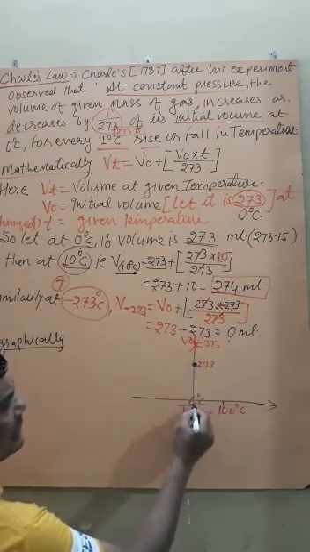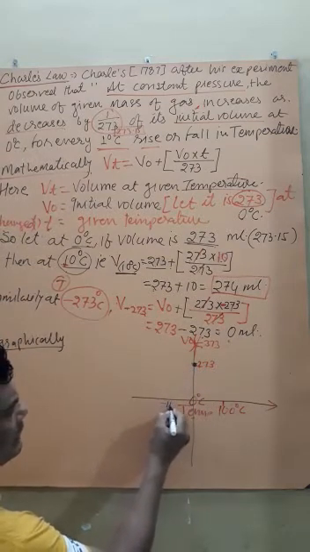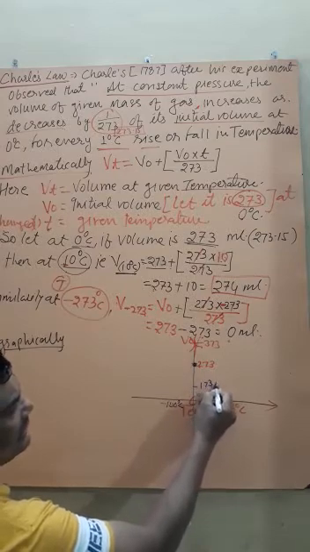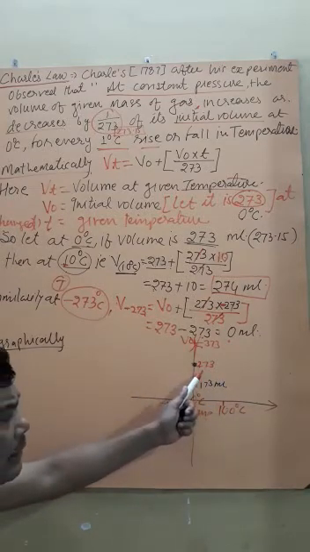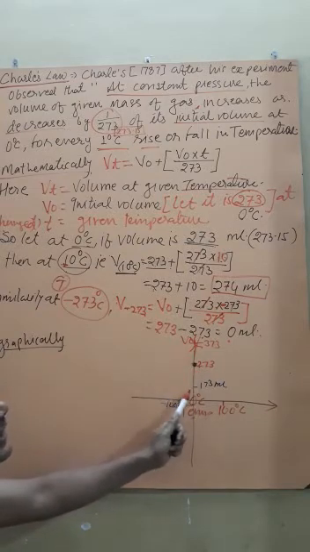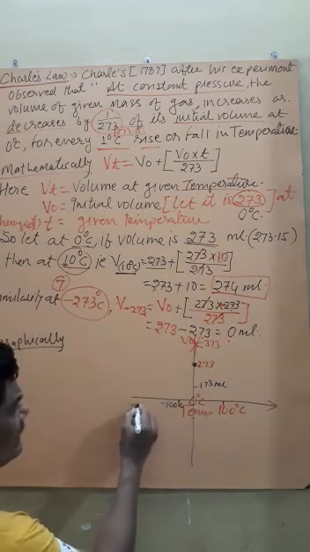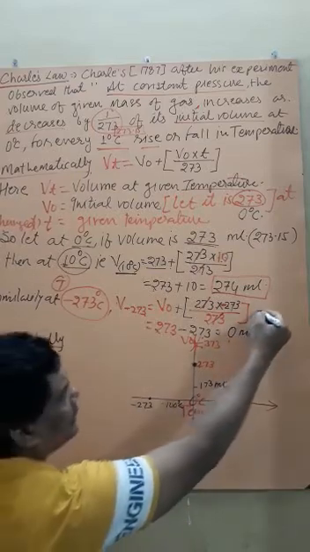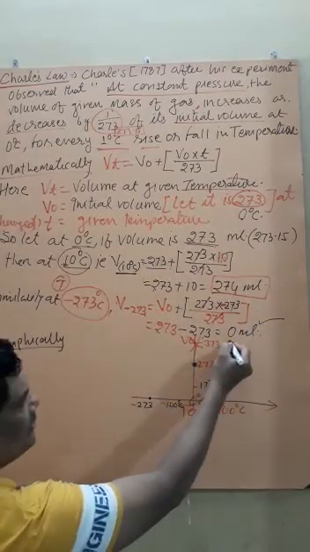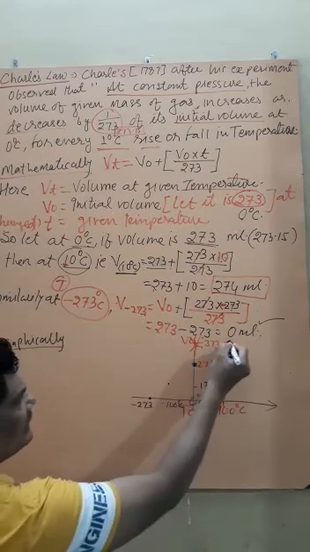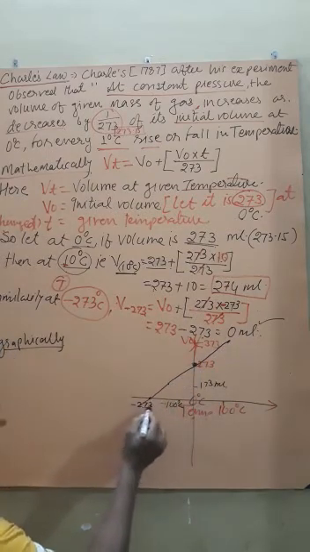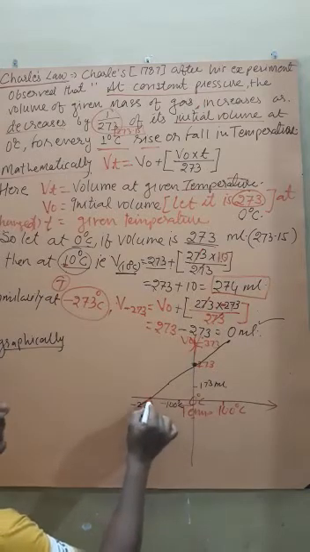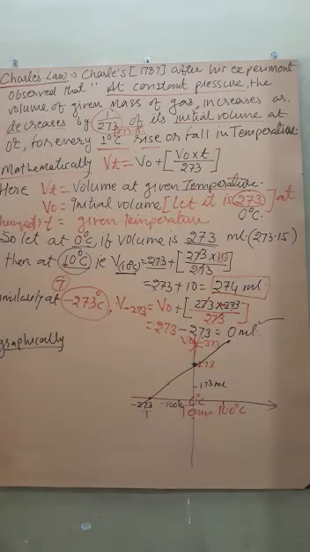This point is for 0 degrees Celsius. And suppose we decrease the temperature by 100 degrees Celsius, then its initial volume will decrease by 100, that is 273 minus 100 is equal to 173 ml. And if we decrease the temperature by 273 degrees, its volume will become 0 ml. So we will get this point. But here, at minus 273 temperature, the volume becomes 0. Therefore, this is called imaginary temperature, or imaginary volume.